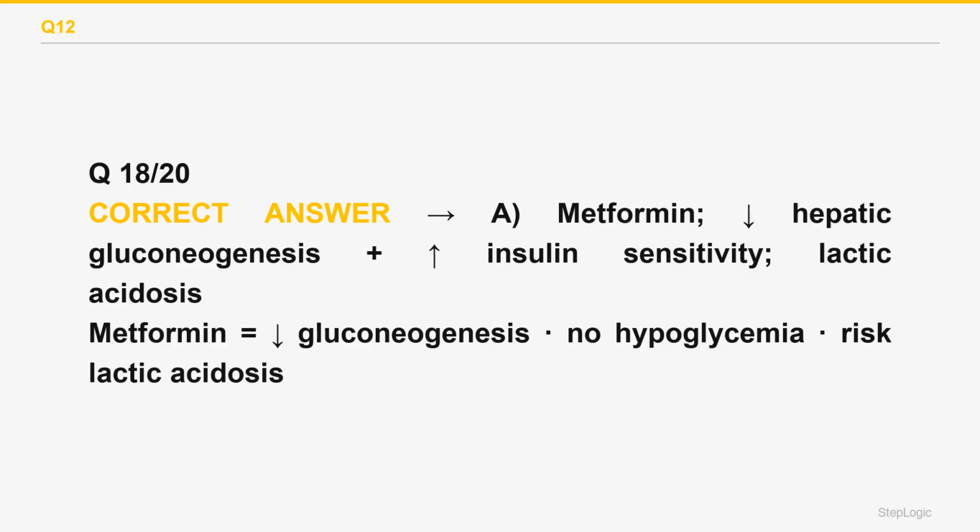Contrast metformin with the sulfonylureas like glipizide, choice D, which close potassium ATP channels to stimulate insulin release and therefore can cause hypoglycemia and weight gain. Metformin's gluconeogenesis-lowering mechanism, lack of hypoglycemia, and lactic acidosis risk make it the answer.